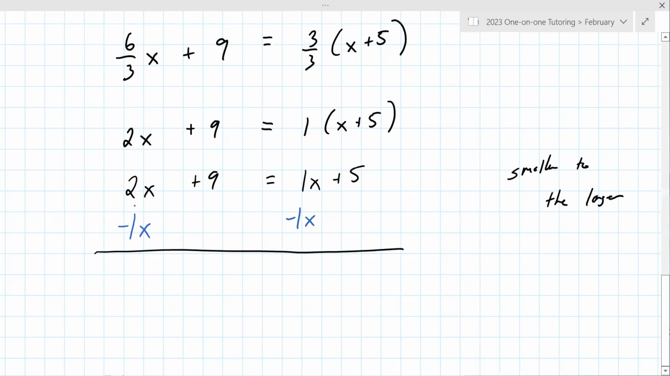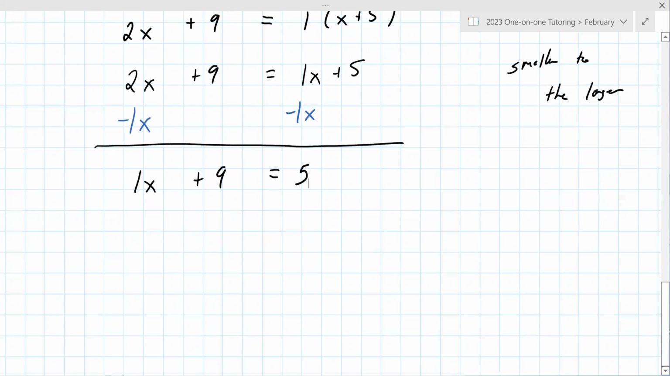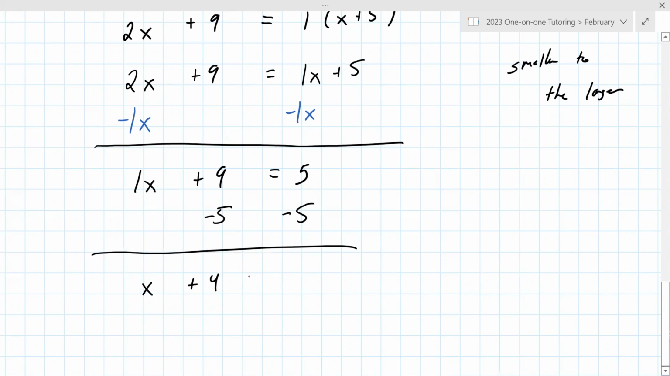So you've got, what is 2x minus 1x? 1x. Plus 9 equals 5. And what's the next step here? Do you subtract 5? So here, okay, let's just say that it's wrong. I'm going to tell you that's wrong. Here's why it's wrong. It's because you're not getting the final answer.